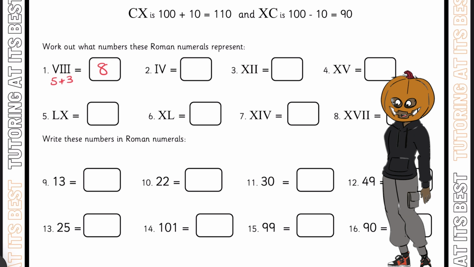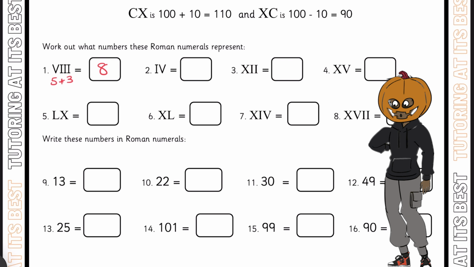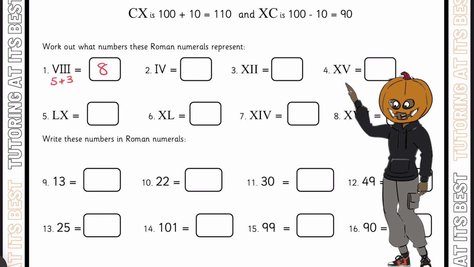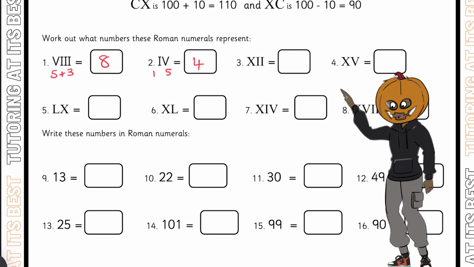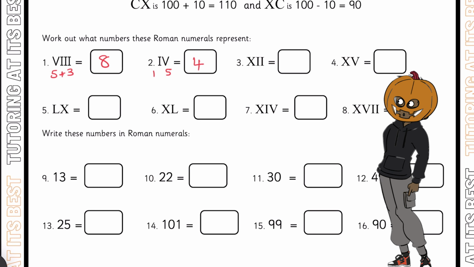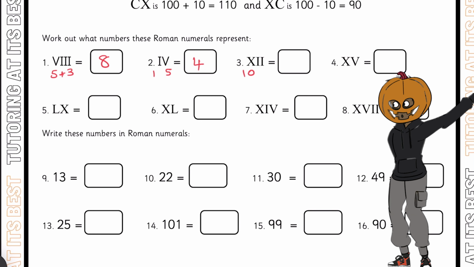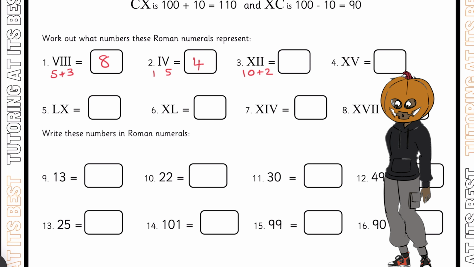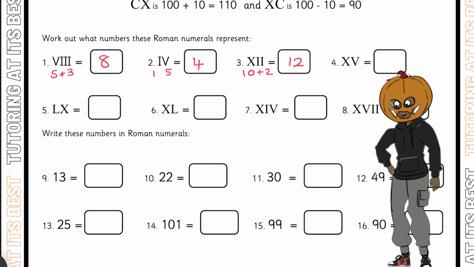Okay, question 2. We've got a smaller number in front of a larger number, so we'll subtract it. So that's 1 and that's 5. So 5 take away 1 gives us 4. And then with number 3, we've got X, which is 10, and I I, which is 2. We add that together, and that is 12.